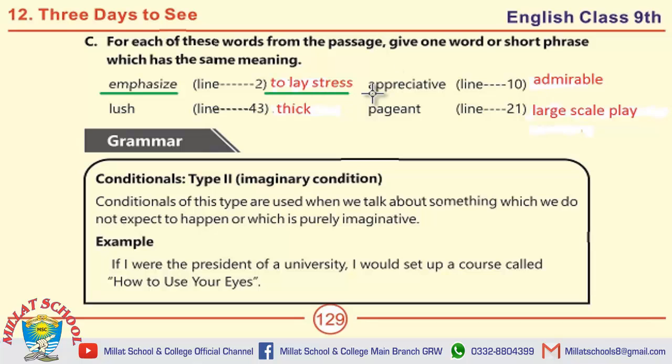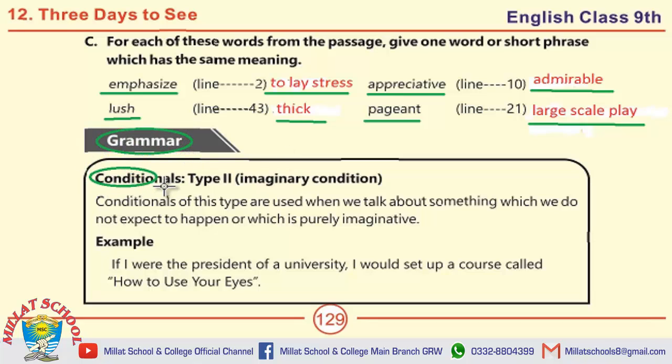Next word is appreciative, and the same meaning is admirable. Lush, thick. Pageant, large scale play. Next is the grammar part. Conditionals, type 2. Imaginary conditions.